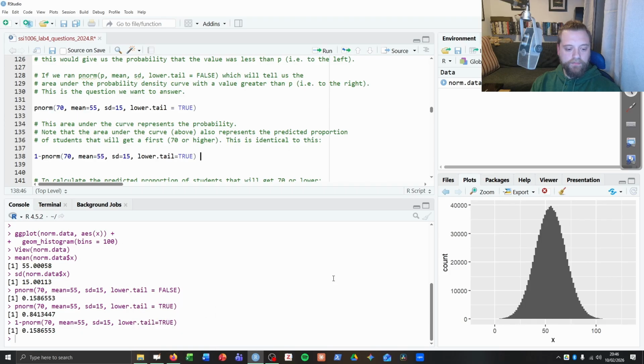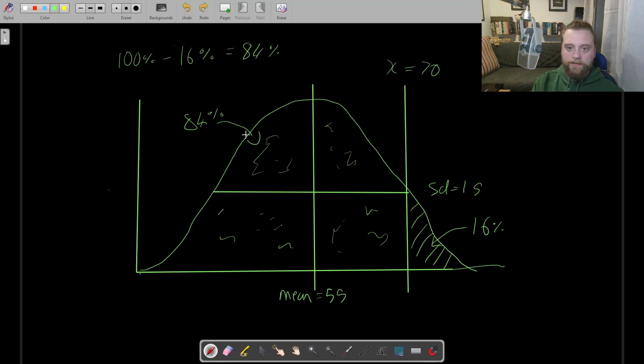Now, you might wonder, why do we call it lower and upper tail? Well, that's just because really it's just lower values on this side. So this is our lower tail. And this is our upper tail. Now R uses this kind of true false language, so lower tail false means upper tail, lower tail true means everything on this side.